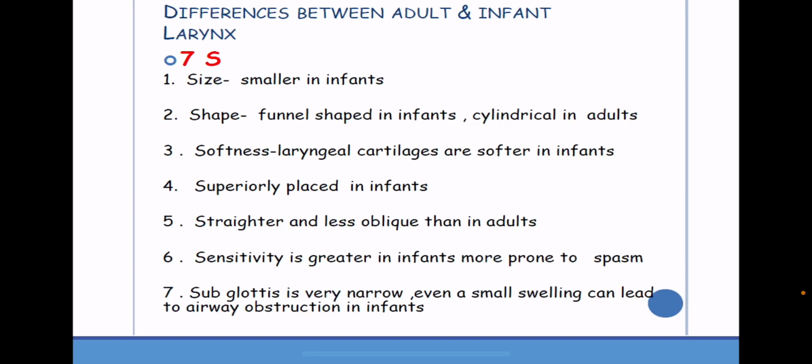Difference between adult and infant's larynx. We have to remember this 7S. First, size; second, shape; third, softness; fourth, superiorly placed in infants; fifth, straighter and less oblique than adults; sixth, sensitivity is greater in infants, more prone to spasm; seventh, the subglottis is very narrow. Even a small swelling can lead to airway obstruction in infants.